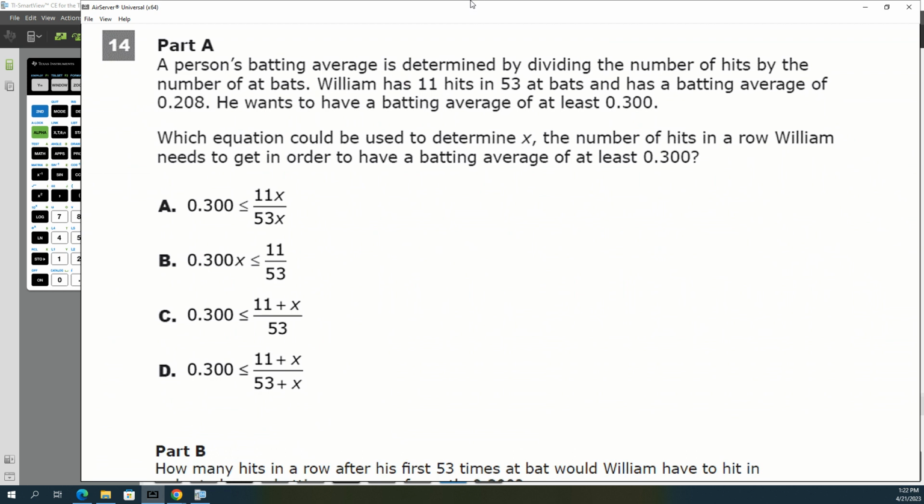Okay, so they all have the .300 less than. So the thing that's the bigger one is the batting average. And so that x needs to be added to the number of hits and needs to be added to the total number of at-bats, which is going to be the answer D.